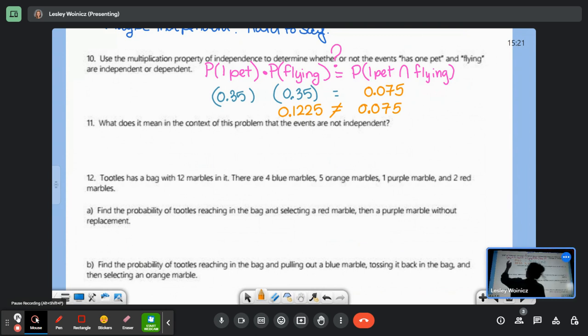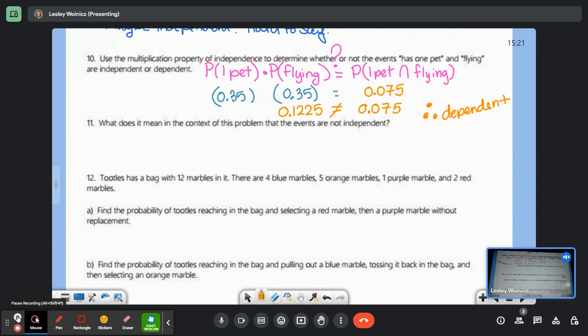Therefore, dependent. Actually, Kennedy did say dependent, but then she changed her mind. She got swayed.